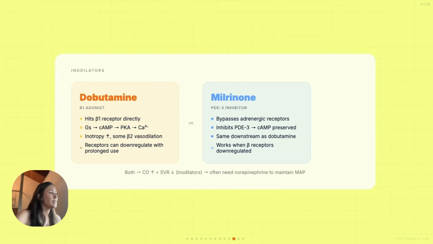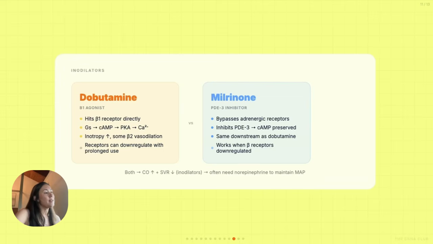Milrinone, on the other hand, doesn't touch adrenergic receptors. It inhibits phosphodiesterase 3, the enzyme that breaks down cyclic AMP. Okay, so stick with me here. Instead of generating more cyclic AMP by stimulating a receptor, milrinone stops cyclic AMP from being degraded or broken down. The effect is the same, right? The downstream effect is more cyclic AMP, more protein kinase A, more calcium, stronger contraction.